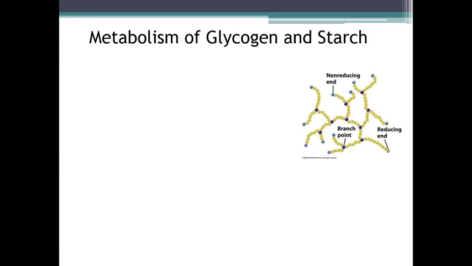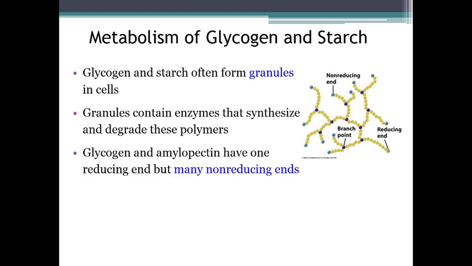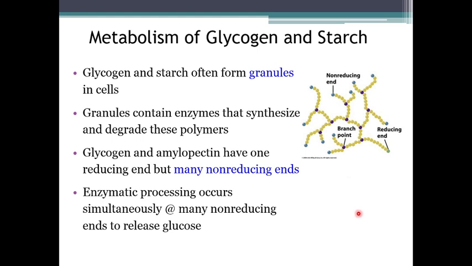So what is the metabolism of glycogen and starch? Glycogen and starch often form granules in cells. Granules contain enzymes that synthesize and degrade these polymers. Glycogen and amylopectin, both branched chain polymers of glucose, have one reducing end, but many non-reducing ends. Enzymatic processing occurs simultaneously at many non-reducing ends to release glucose.